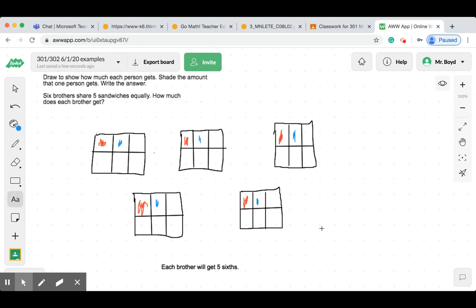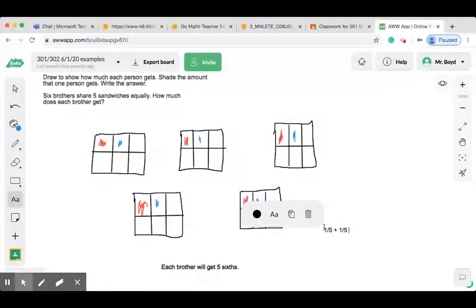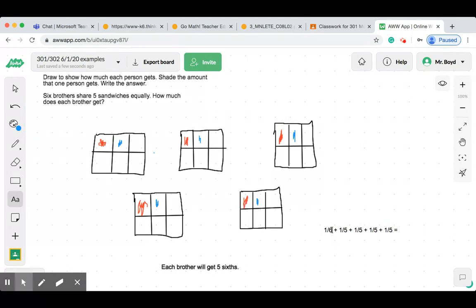A way that I could look at that would be 1/6 plus 1/6 plus 1/6 plus 1/6 plus 1/6. 1, 2, 3, 4, 5 sixths. And we know when we add, we don't add the denominators. Oops, I'm sorry, 6. Not that mistake, because we broke it into 6, not into fifths. So it's important that you double check your work. And when you add that up, you will get 5/6. So each brother will receive 5/6 of the sandwich.